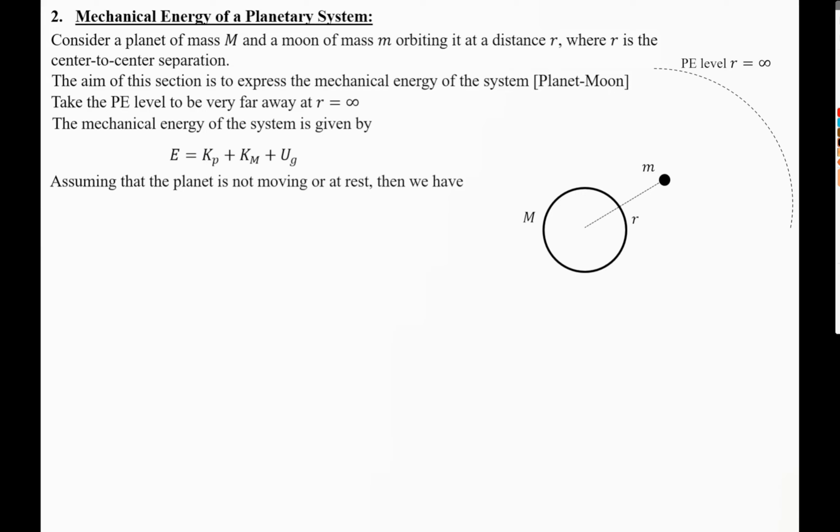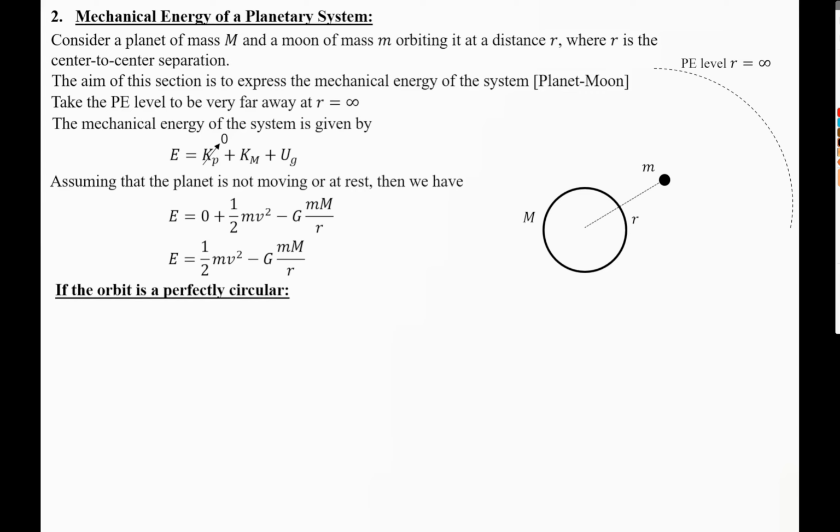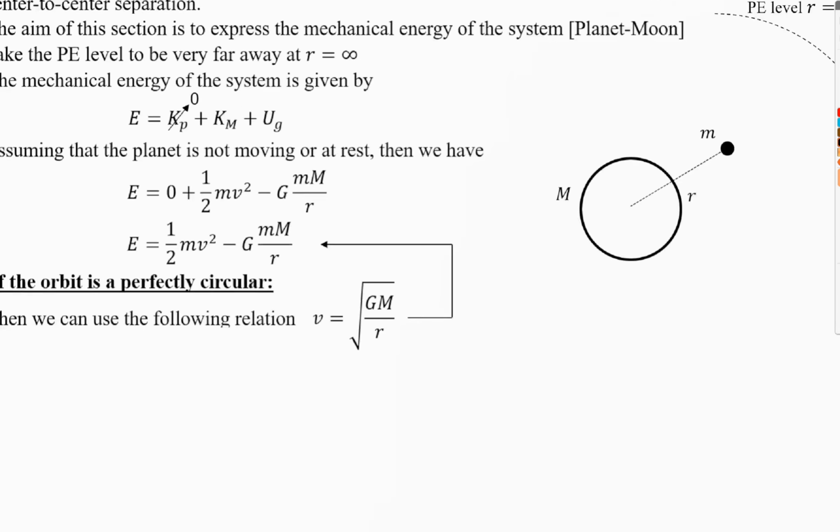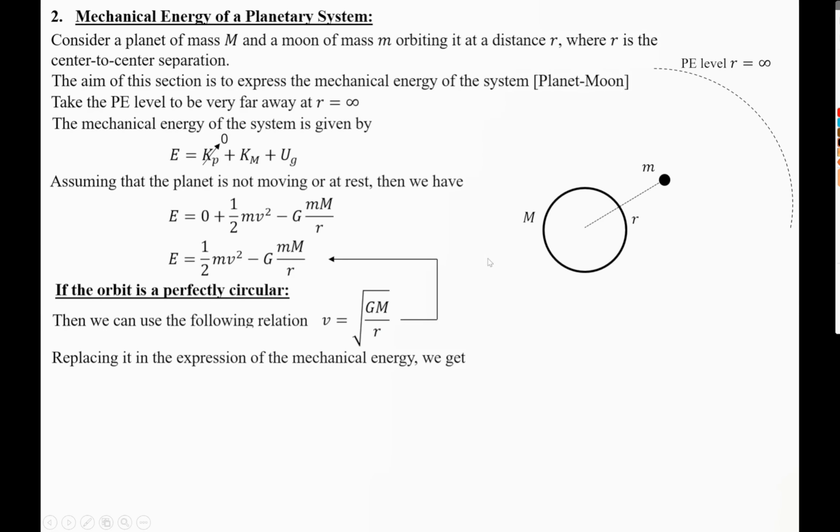Now, assuming that the planet is not moving or is at rest, then the kinetic energy of the planet is equal to 0, and you can also understand this from the concept of inertia. We're assuming that the planet is much more inertial than the moon. Then the energy would be reduced to half mv squared minus GMm over r. If the orbit is perfectly circular, then we can use the following relation, v equals the square root of GM over r, and eventually replace it here. Then the speed of the moon can be written in terms of this.